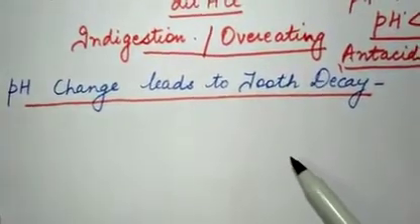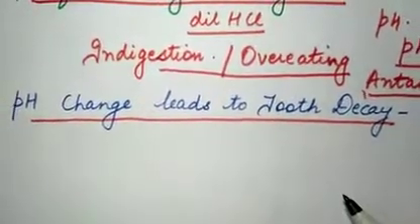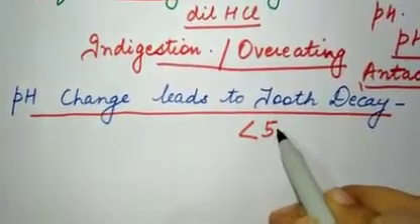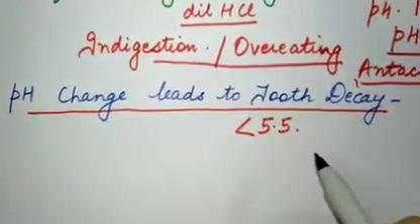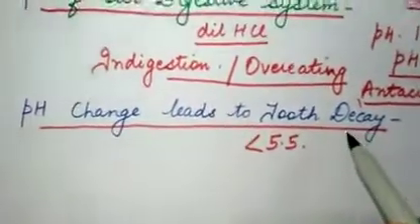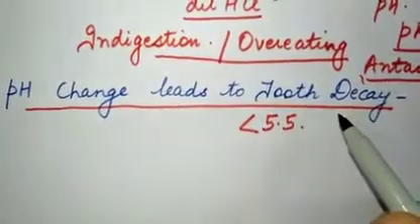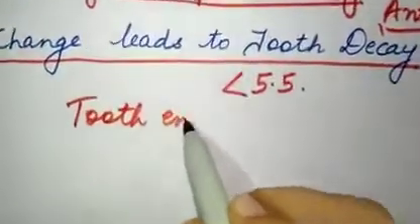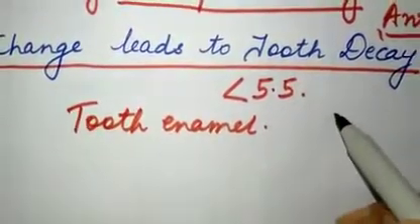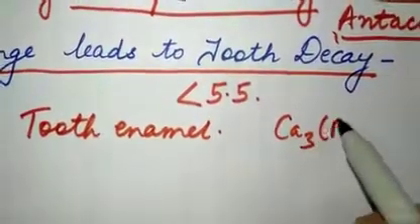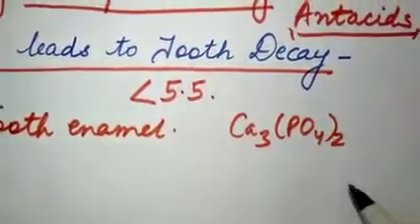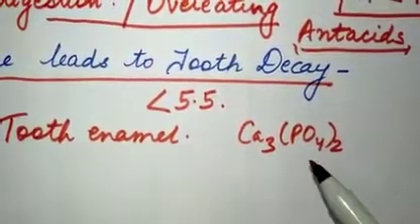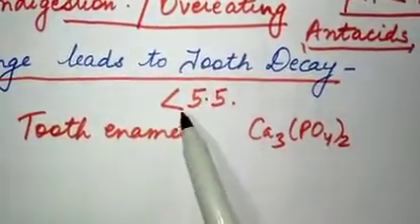Now, if the pH of the mouth becomes less than 5.5, then it leads to problems like tooth decay. Now why does this happen? Tooth enamel, I hope everybody knows what tooth enamel is. Tooth enamel is made up of calcium phosphate, Ca3(PO4)2, and this gets corroded when the pH is less than 5.5.